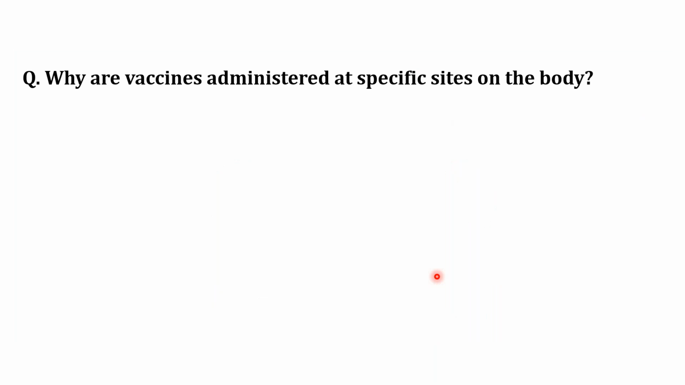So why are vaccines administered at specific sites on the body? Anyone would like to answer? So why are we saying that BCG should be given in the left upper arm, and the pneumococcal vaccine should be given on the right side, anterolateral aspect of the thigh? So why are vaccines administered at specific sites on the body? Any idea?